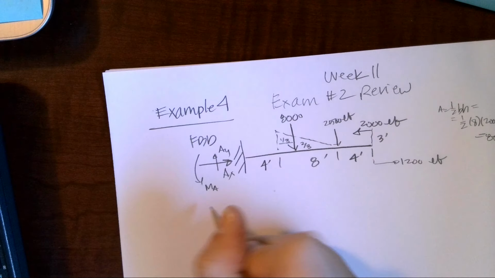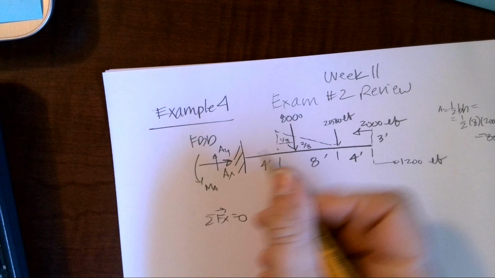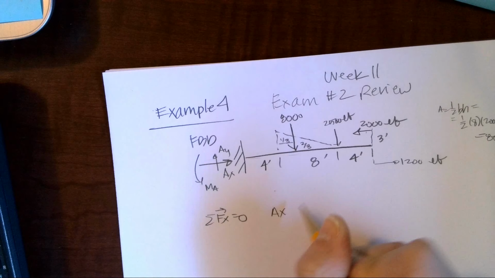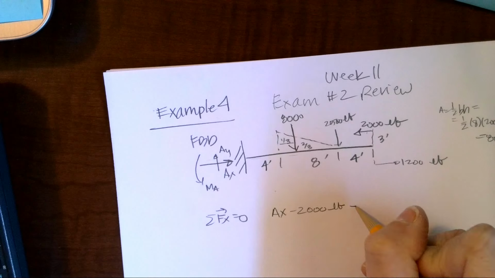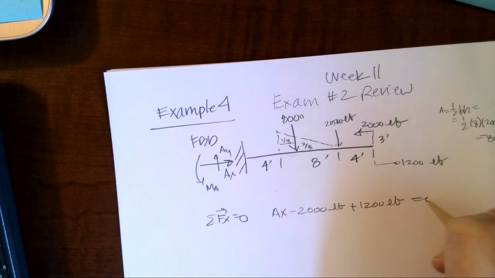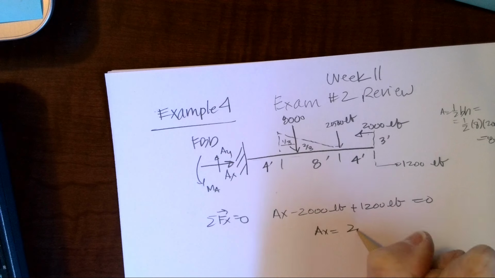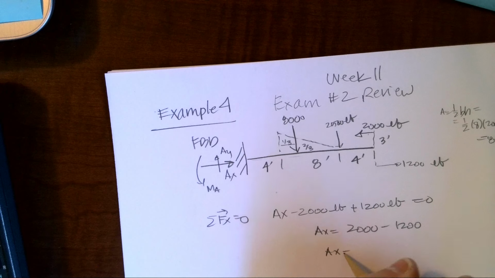Let's sum forces in the X direction. Come across here, I have AX, coming across, minus 2,000 pounds, plus 1,200 pounds. Got to the end of the beam. I know all of those have to equal 0, so we get AX equals 2,000 minus 1,200. AX equals 800 pounds, positive value, so indeed to the right.